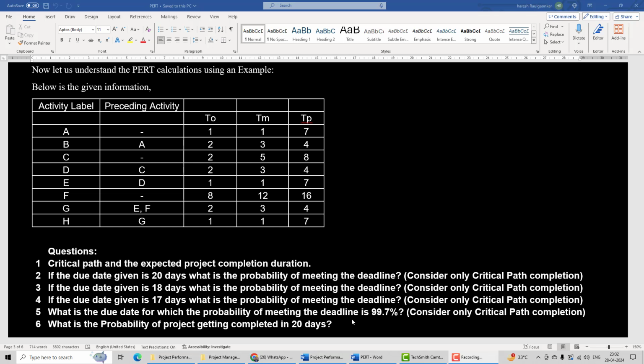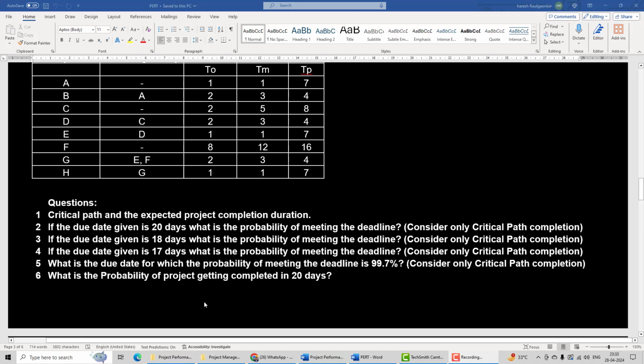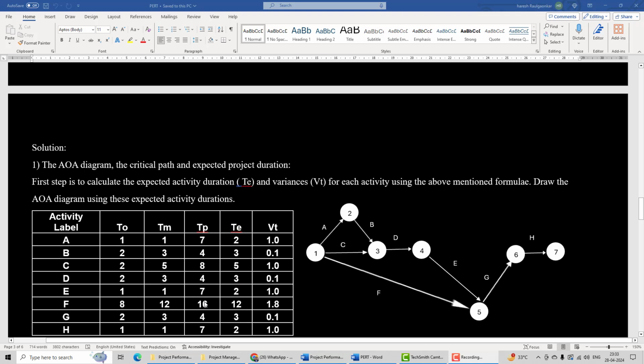There the probability is given, the required probability is given, and they are asking you what should be the due date which will give us that probability. And the last one is: what is the probability of the entire project getting completed on a particular due date? So this is what the PERT sub questions will be. So let us solve this problem.